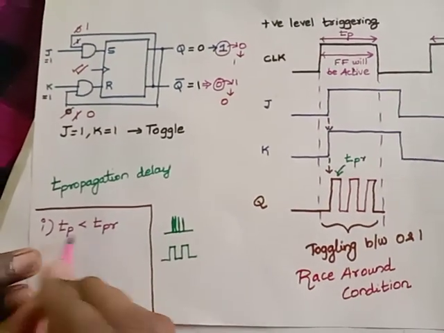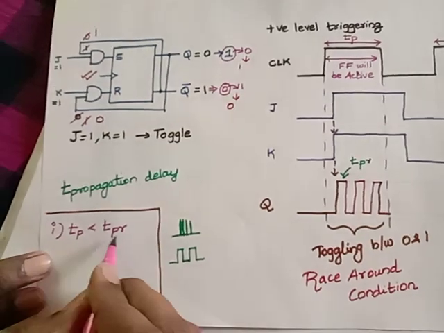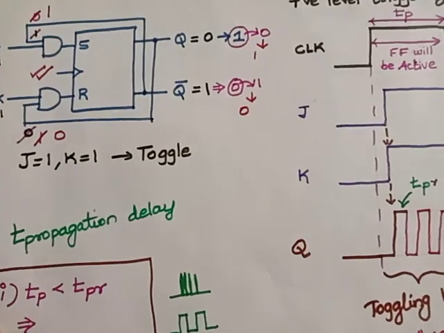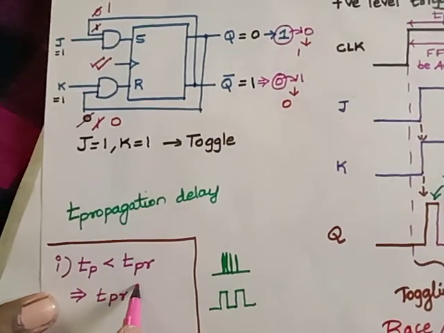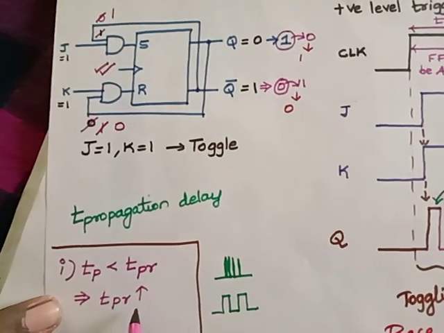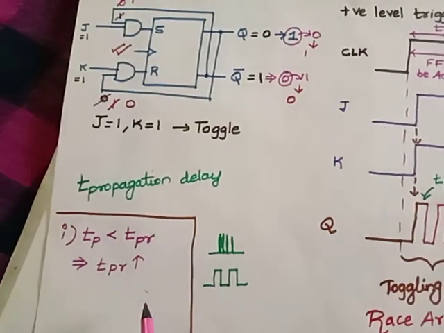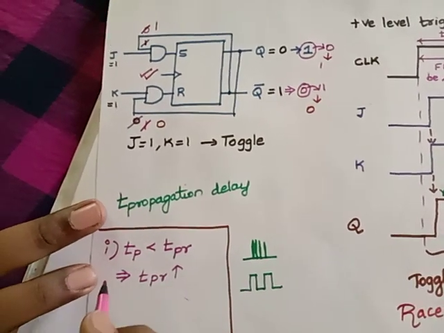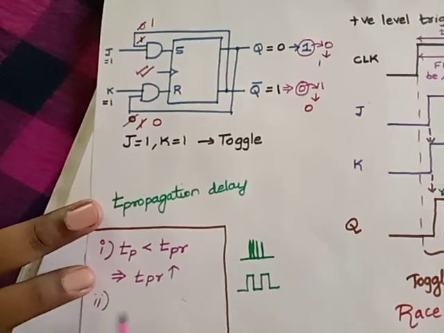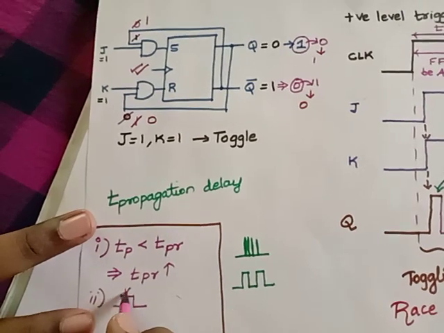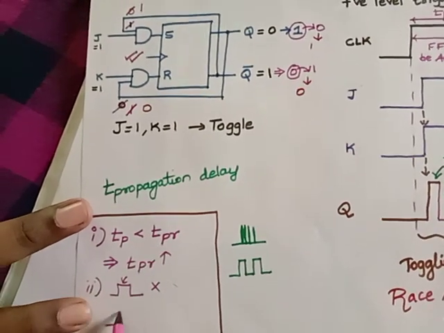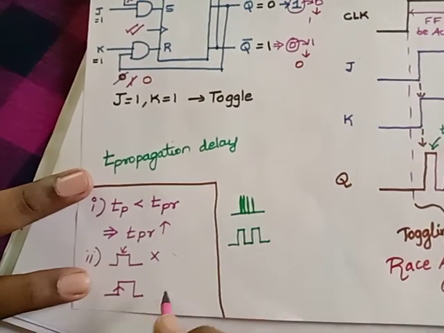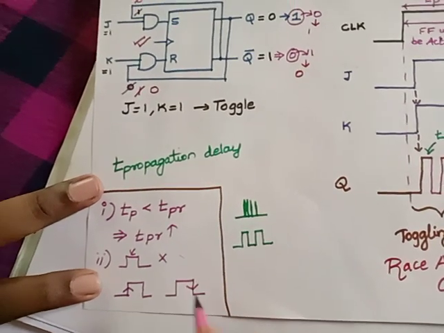That means you can understand it a different way. Here, if you want to make this happen, you have to increase TPR. That means you have to increase the propagation delay. You have to artificially add some wiring circuits in your gate. That is not a better advised one. So the second thing is, instead of following level triggering, we can go for edge triggering. Either you can trigger at the positive edge or you can trigger at the negative edge.